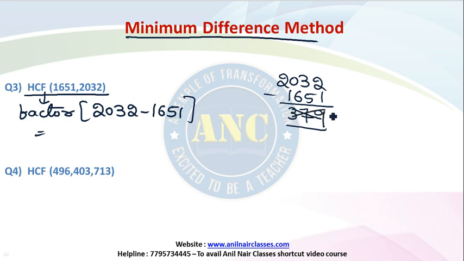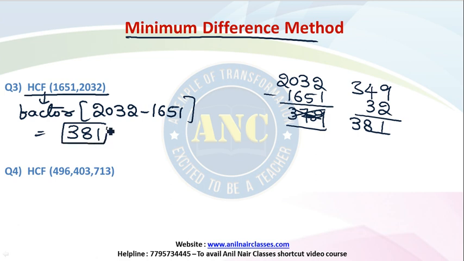Sorry, it is nothing but, suppose if I add 349, it will be 2000 plus 32. It is 381. So it is nothing but 381. Now we have to check whether 381 is prime or composite.